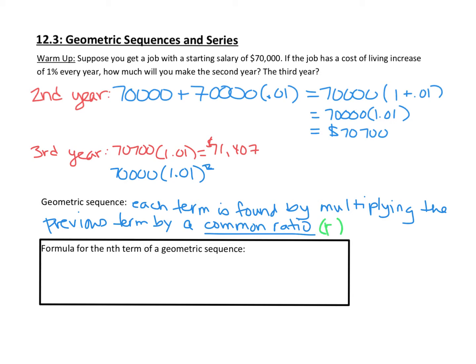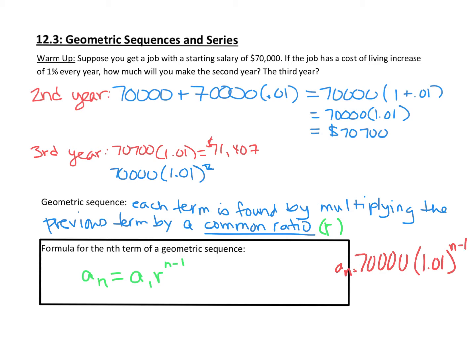So the formula for the nth term, a sub n, is going to be your first term times the common ratio to the n minus 1 power. You don't need to write this next thing down, but in case you're wondering, for the warm-up, your first term was 70,000, your common ratio was 1.01, and you would have done that to the n minus 1.